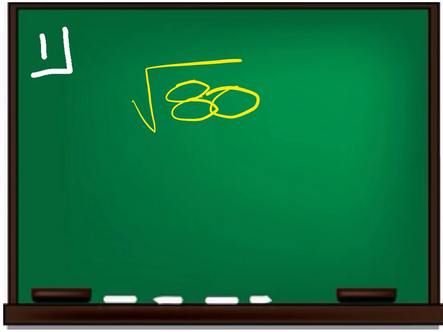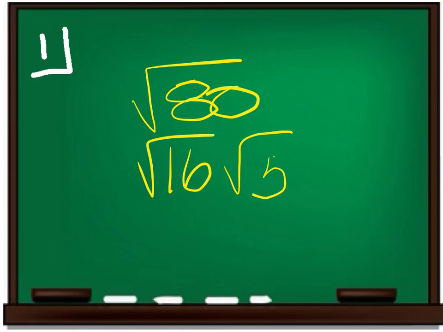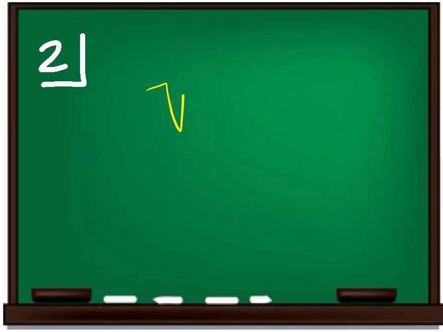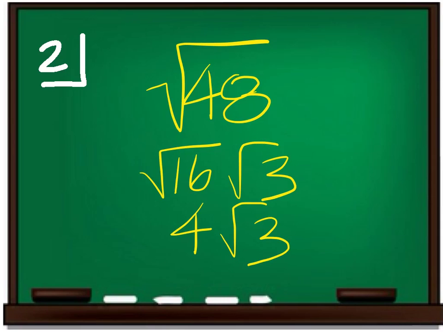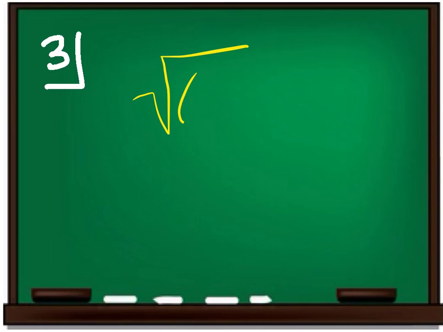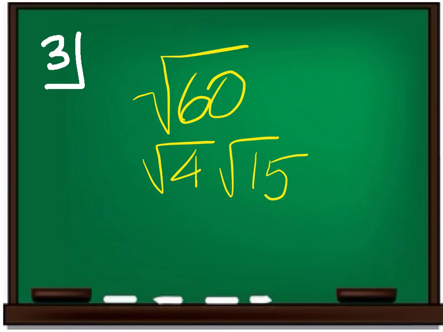This is the second time we've had this class. It breaks up as 16 and 5, so 4 square root of 5. This one breaks up as square root of 16 square root of 3, which is 4 square root of 3. This one breaks up as 4 and 15, so it's 2 square root of 15.